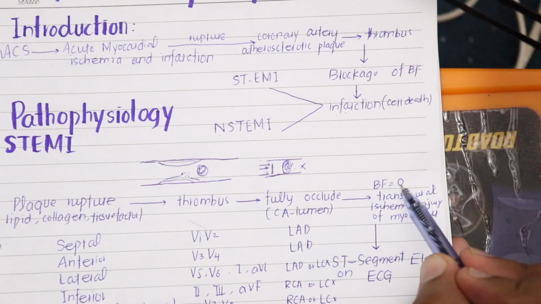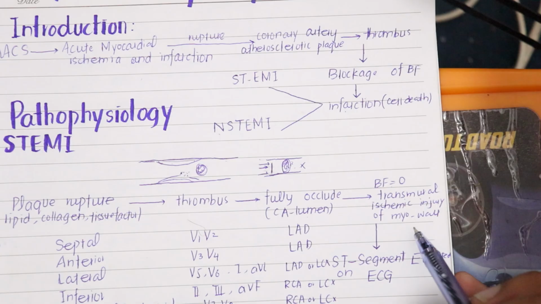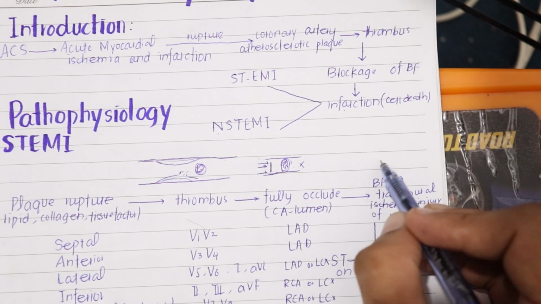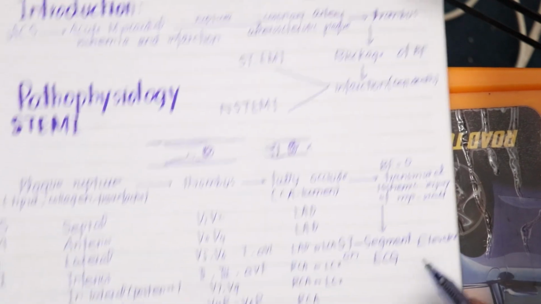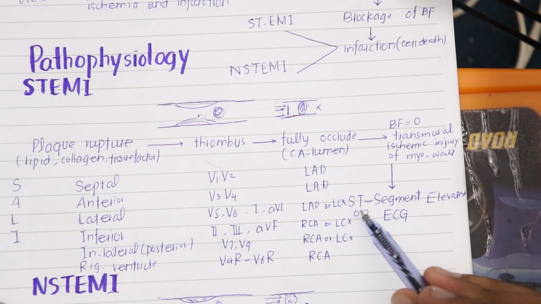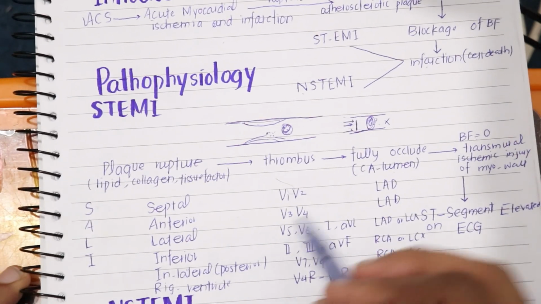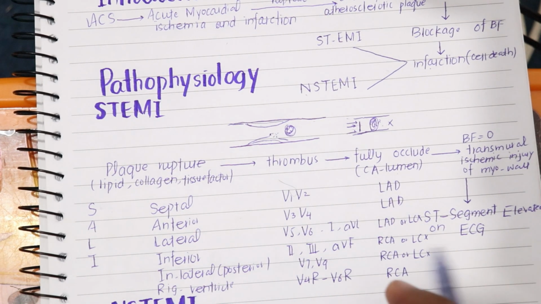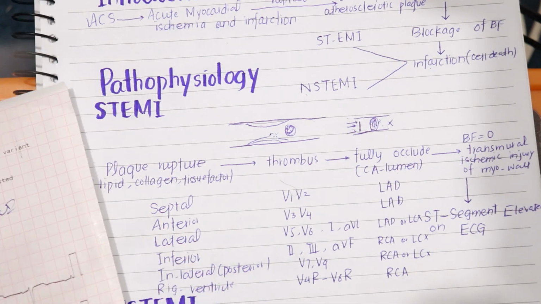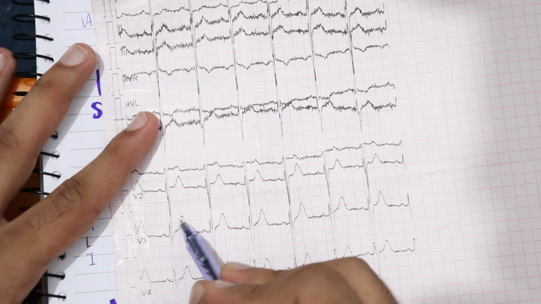Blood flow is zero. There would be no blood flow and transmural ischemic injury of the myocardial wall, the whole wall including endocardium, myocardium, etc. is injured. And when we look at the ECG, there is ST segment elevation. I'll show you on my ECG. This one is my normal ECG. Look at this. This is normal: QRS complex and there is P wave.